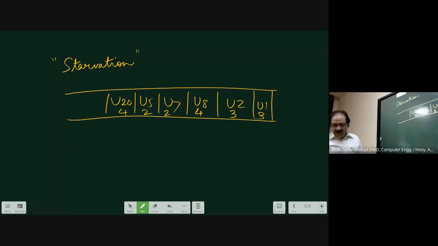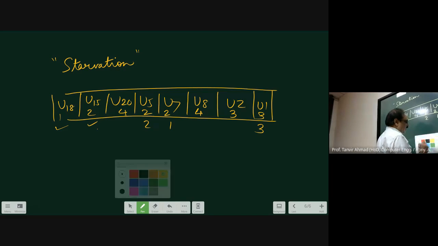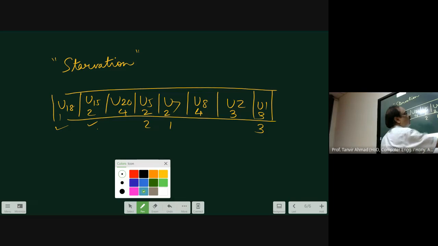Now obviously, what will happen? At this moment, it will first of all execute this one, 1. Then it will execute this one, 2. Then it will execute 3. But as and when it is going to execute over here, a new process comes. Let us say 15 enters with priority 2. Now this will execute, this will execute. Again, another process enters, say 18, with priority number 1. This will execute. And suppose you are at this place over here, you are not getting any service.